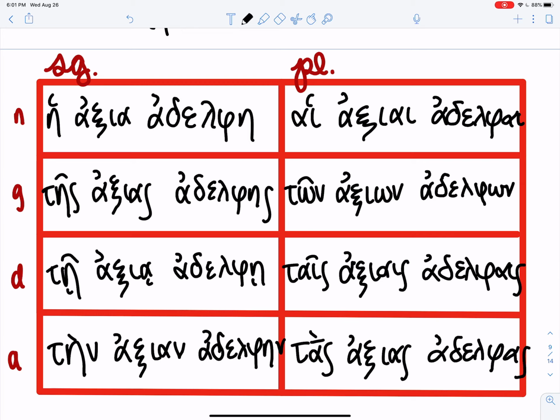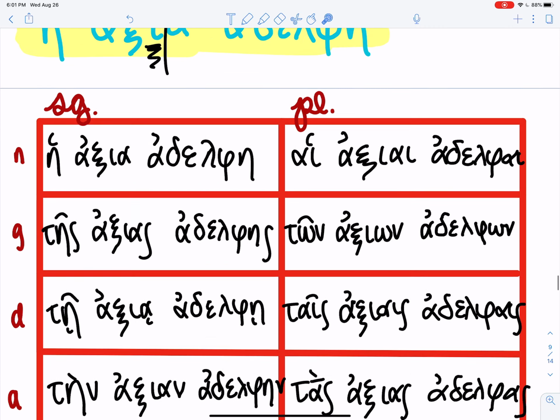Plural, significantly easier because your endings match a lot more. But I think the singular is a fun challenge. Good way to test how much you actually remember.